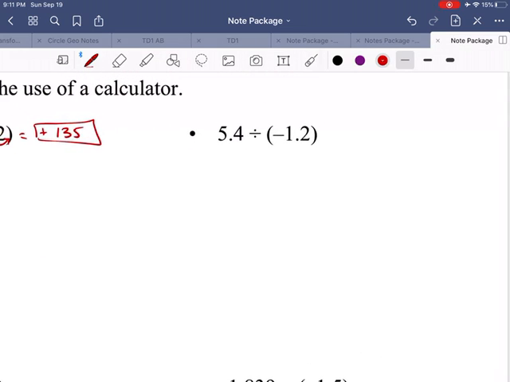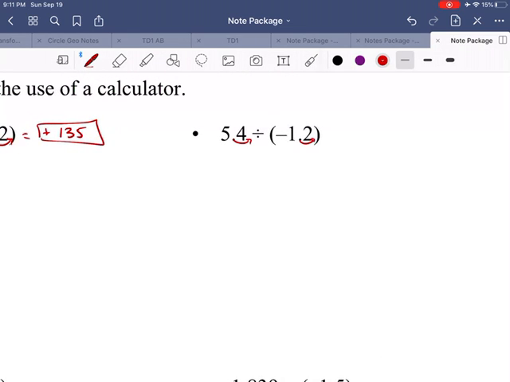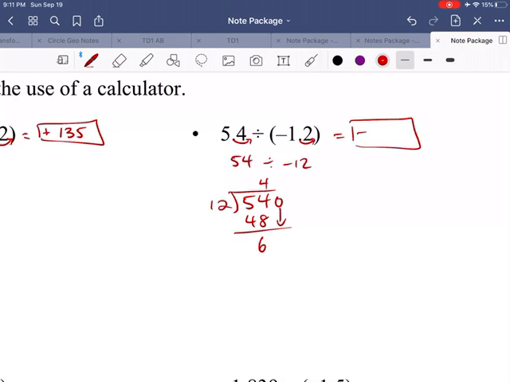Okay, 5.4, 1.2, so let's move the decimal spot once. So really we're getting 54 divided by negative 12. So positive divided by negative, my answer is going to be negative. And let's figure this out. 12 into 54 goes 4 times. And that's remainder 6. And see how I added a 0 there? So that means I'm starting decimals. So keep the decimal point there. And 12 into 60 goes 5 times. So my answer is negative 4.5.